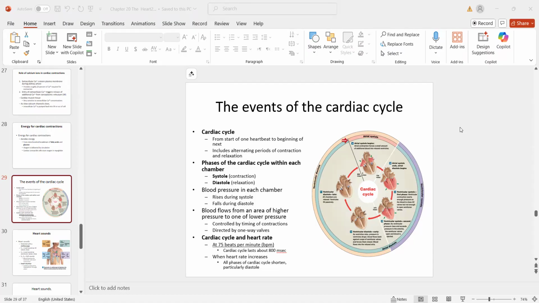A brief resting phase follows each heartbeat, allowing time for the chambers to relax and prepare for the next heartbeat. The period between the start of one heartbeat and the beginning of the next is a single cardiac cycle. It includes alternating periods of contraction and relaxation. For any one chamber in the heart, the cardiac cycle can be divided into two phases, systole and diastole.